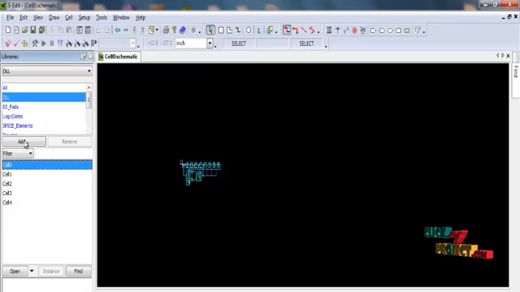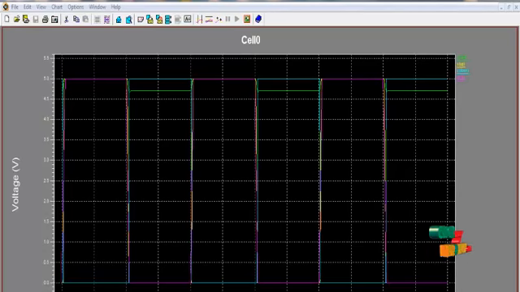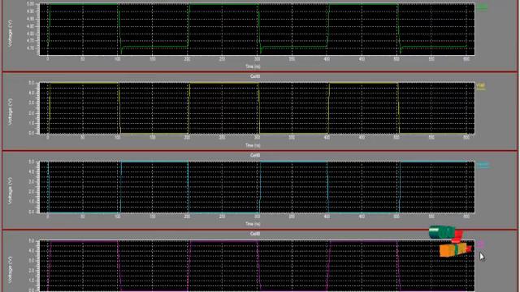Select cell 0 and start simulation. The output will be shown in this manner. To expand this, use the expand option. Vin is the input voltage, Vout is the output of the voltage delay locked loop, and Vup and Vdown are the outputs of the phase detector. The phase detector is one of the blocks of the voltage delay locked loop.